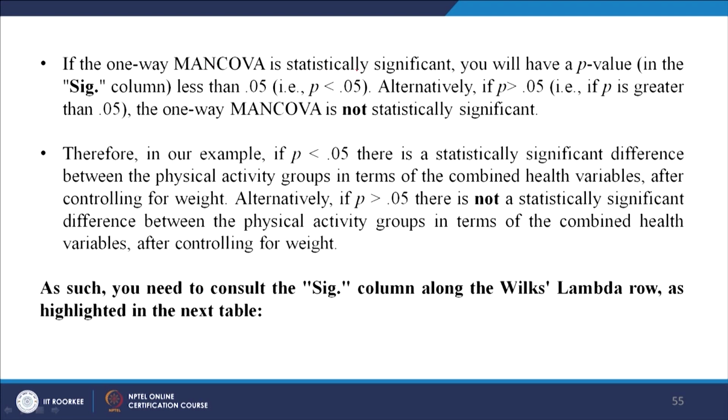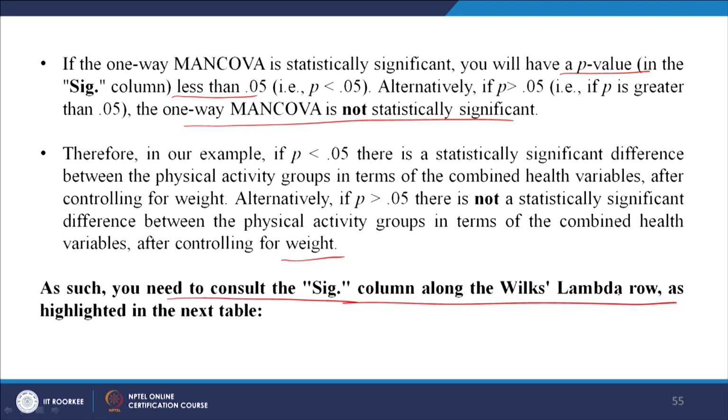If the one-way MANOVA is statistically significant, you will have a p value less than 0.05. However, if p is greater than 0.05, the one-way MANOVA is not statistically significant. In our example, there is a statistically significant difference between physical activity groups in terms of the combined health variables after controlling for weight. Alternatively, if p is greater than 0.05, this is not a statistically significant difference between the physical activity groups in terms of the combined health variables after controlling for weight. As such, you need to consult the significance column along the Wilks' lambda row.